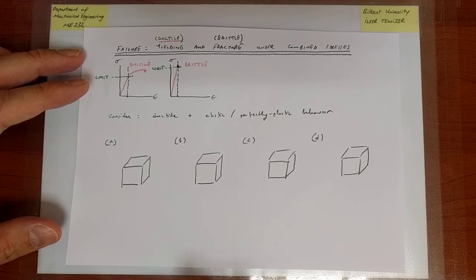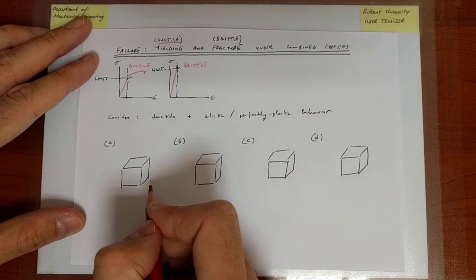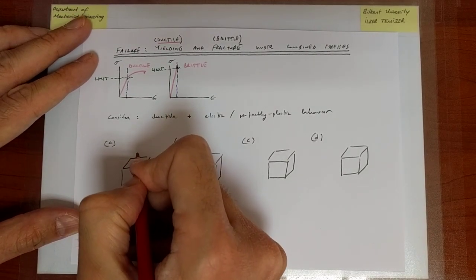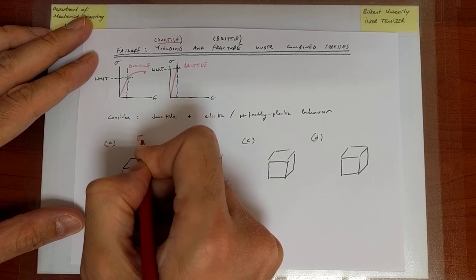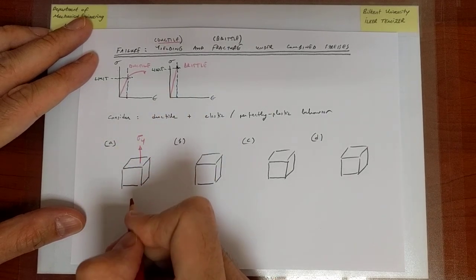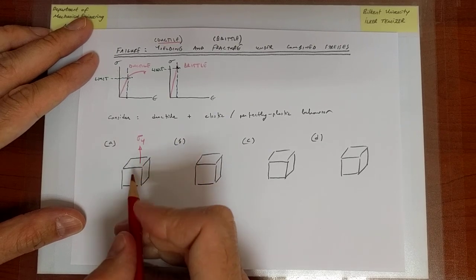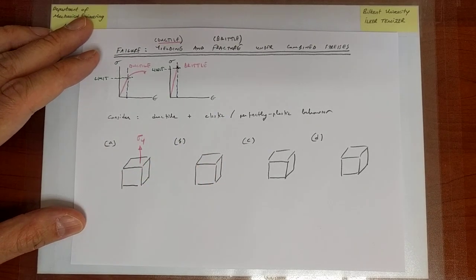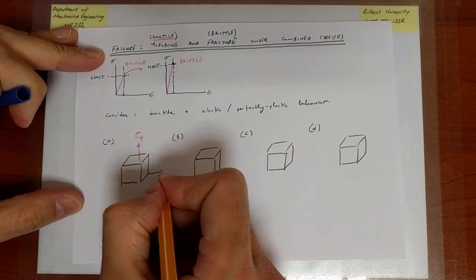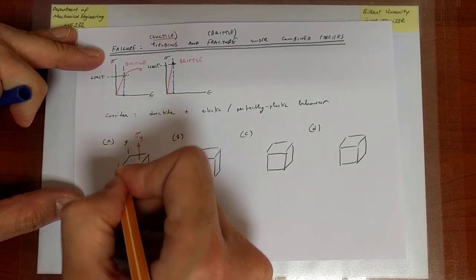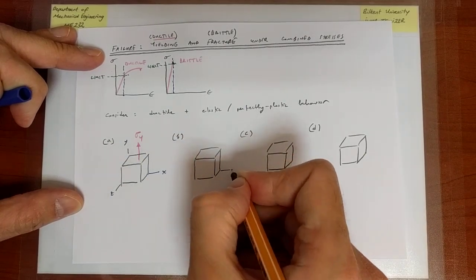And then we are going to load the structure, and in all cases we will have the same coordinate system. And in the first case, we're going to load it only in the y direction. Goes without saying there's a sigma y in the other direction. Let me draw our coordinate system. In all cases, this is x, y, z.